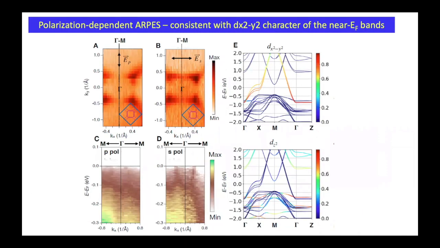Let's see. I can do symmetry analysis by varying my photon polarization from P to S. There's details about this using mirror planes and whatnot. The upshot is you find that this is dominated by the dx²−y² state, and then also with the dxz shows.